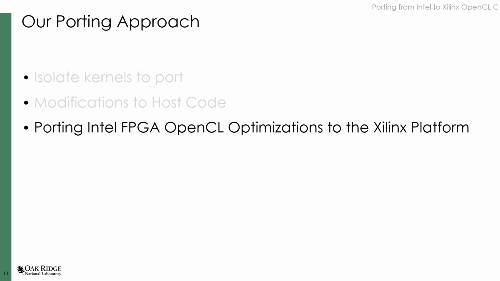Finally, the last and most involved part of our porting effort is to port the OpenCL-C FPGA optimizations intended for an Intel FPGA to OpenCL-C designs targeting a Xilinx FPGA. Before moving on, it is worth noting that in the Xilinx HLS design process, it is possible to use C or C++ directly during kernel design instead of OpenCL-C.